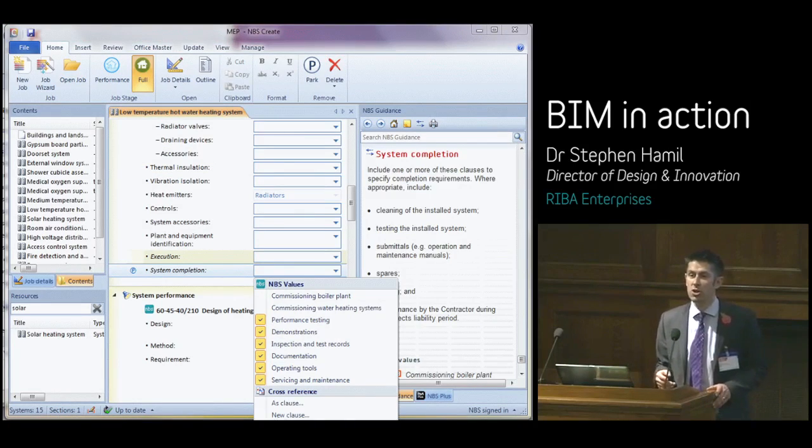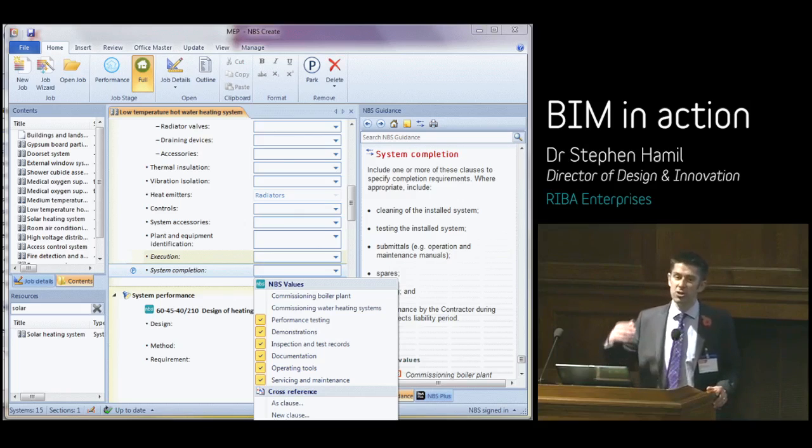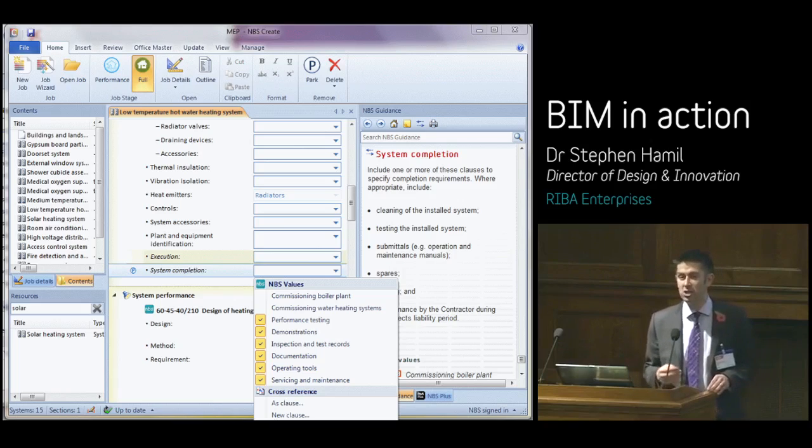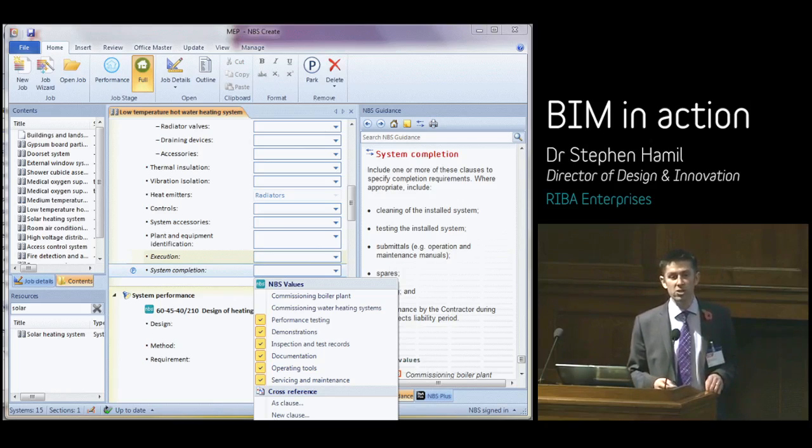And when Dave talked earlier about soft landings, making sure the client gets the best possible building for their money, it's all about specifying the correct performance. And then, if we look at the little clauses here for system completion, it's about commissioning, performance testing, so test that that performance has been met. It's about demonstrations, so the client can actually use the heating system, inspections, test records, documentation, operating tools, services and maintenance.